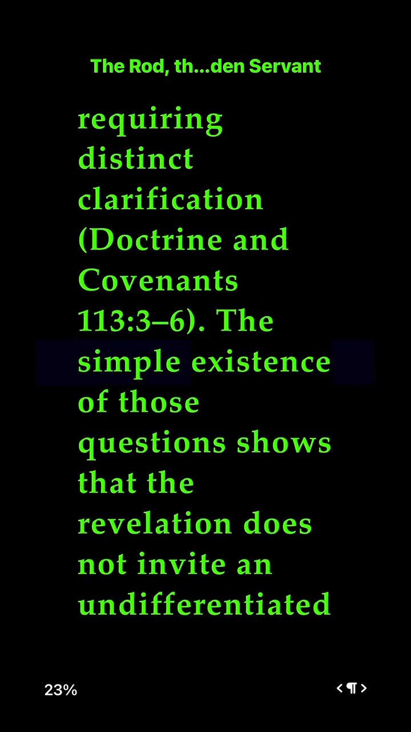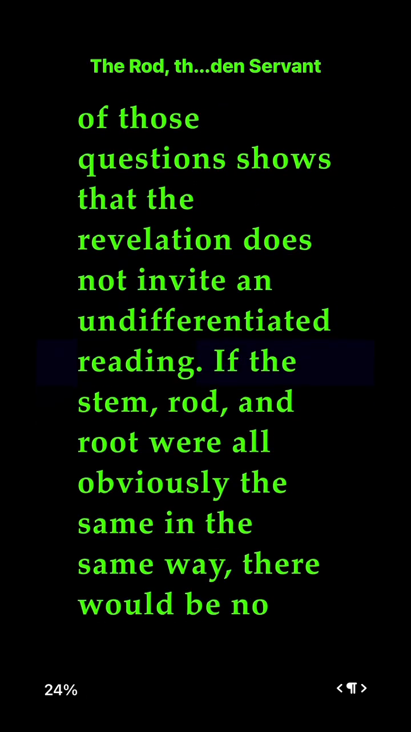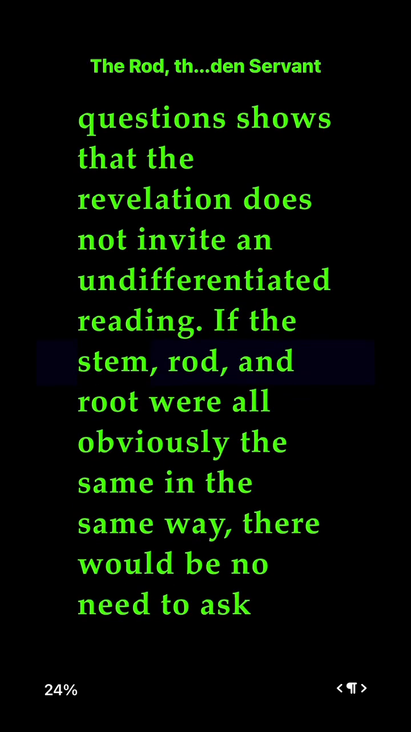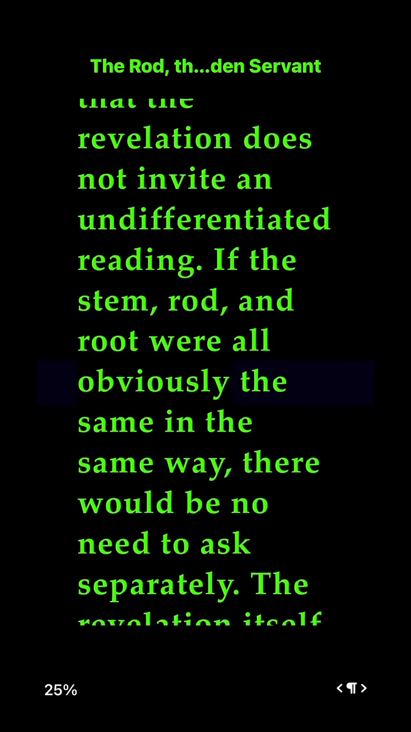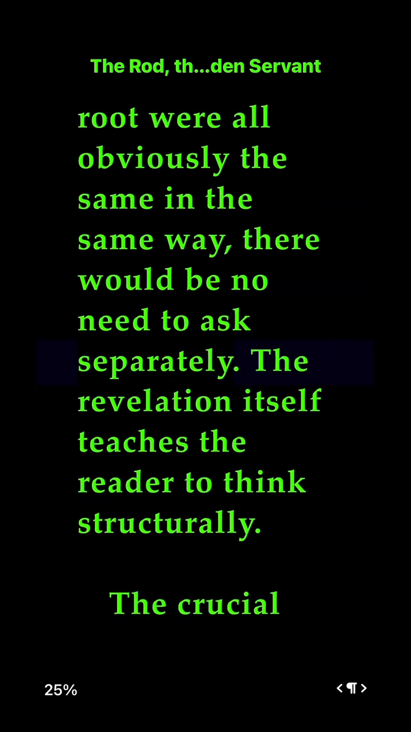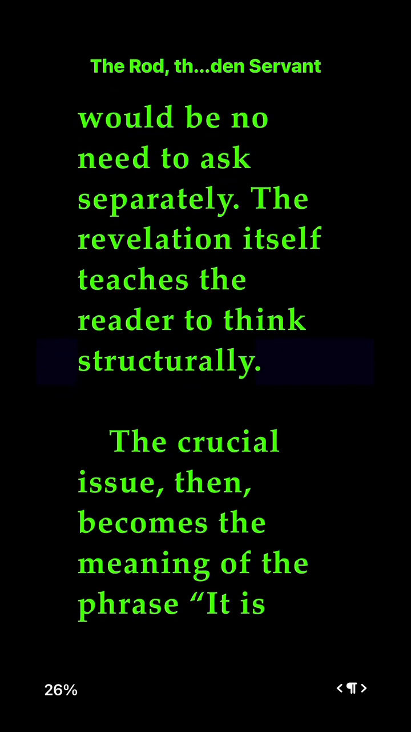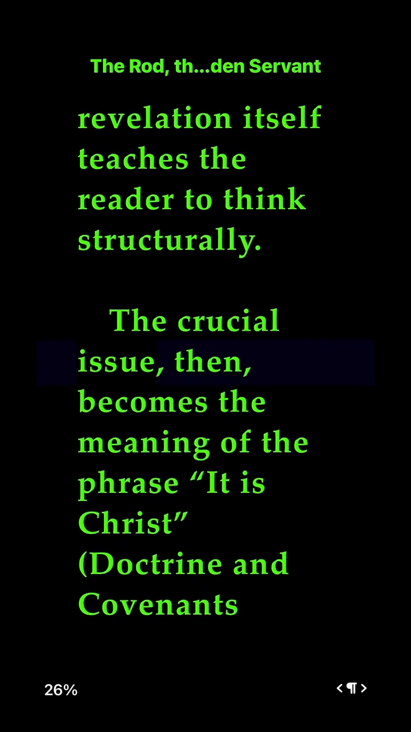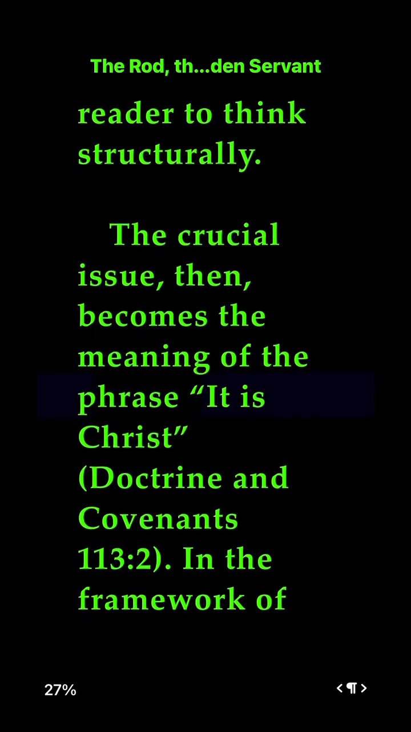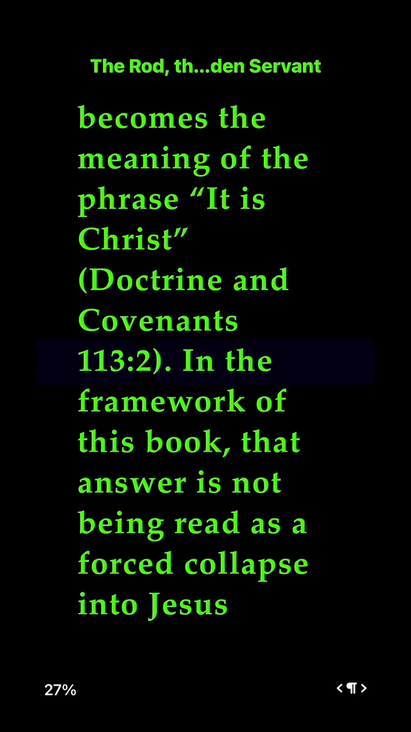The simple existence of those questions shows that the revelation does not invite an undifferentiated reading. If the stem, rod, and root were all obviously the same in the same way, there would be no need to ask separately. The revelation itself teaches the reader to think structurally. The crucial issue, then, becomes the meaning of the phrase "it is Christ." Doctrine and Covenants 113:2.